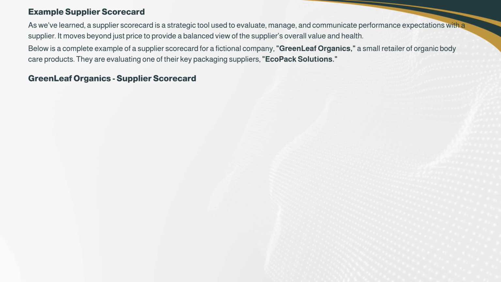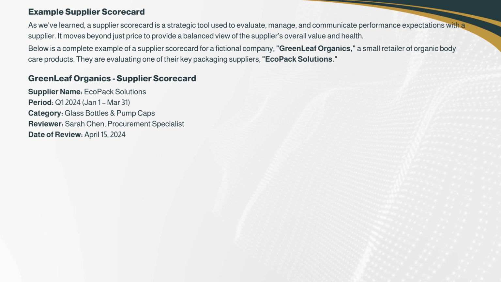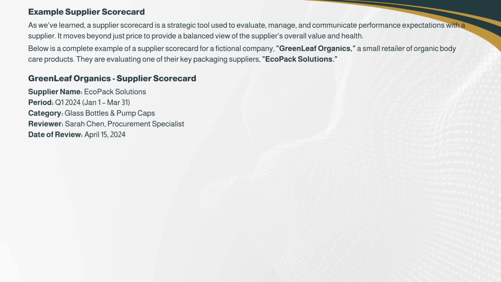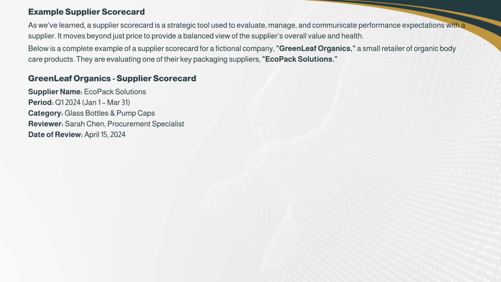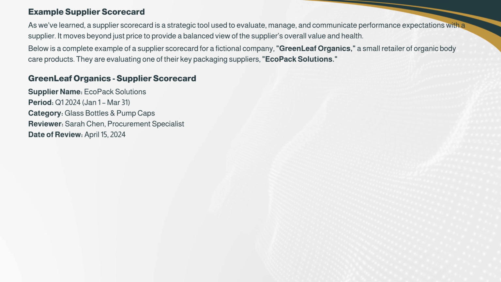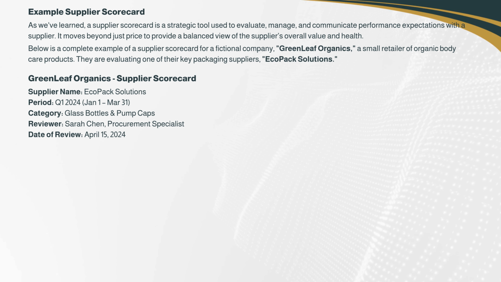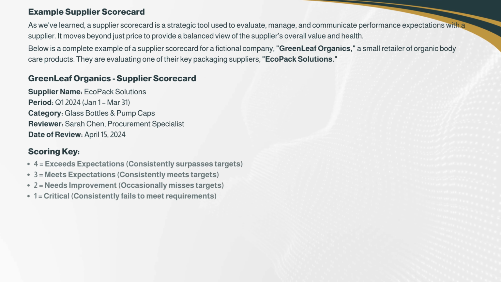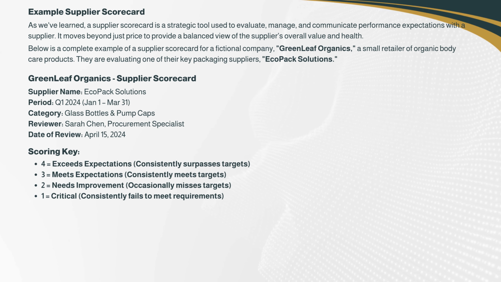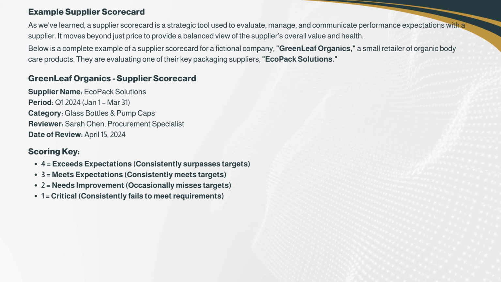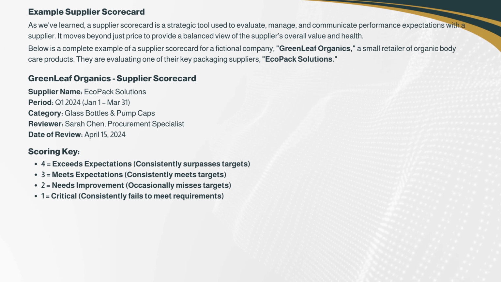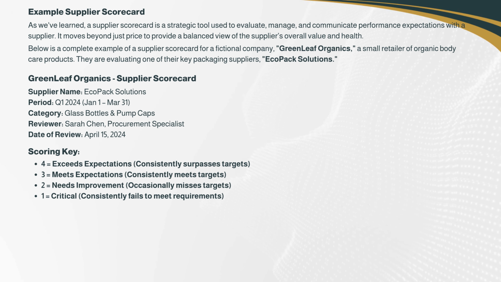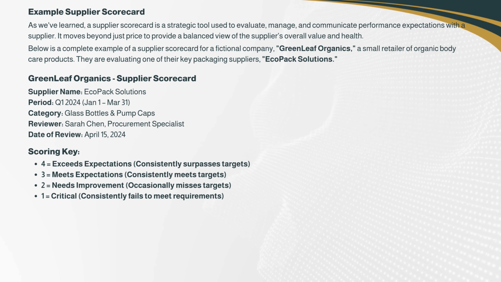Greenleaf Organics, Supplier Scorecard. Supplier name: EcoPack Solutions. Period: Q1 2024, January 1st to March 31st. Category: glass bottles and pump caps. Reviewer: Sarah Chen, Procurement Specialist. Date of review: April 15, 2024. Scoring key: 4 equals exceeds expectations, consistently surpasses targets. 3 equals meets expectations, consistently meets targets. 2 equals needs improvement, occasionally misses targets. 1 equals critical, consistently fails to meet requirements.